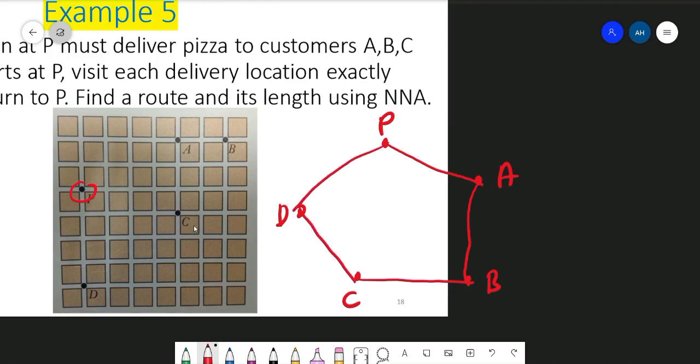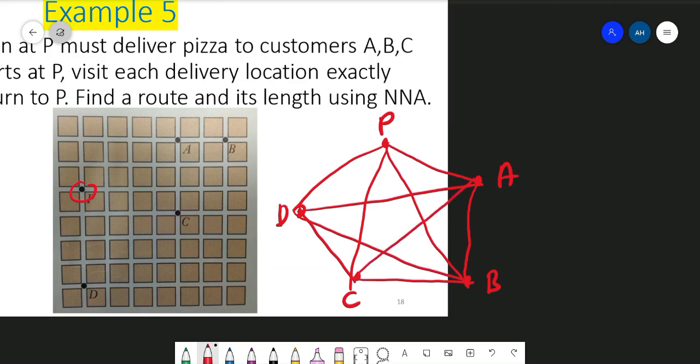All right. So we have this, and this, and this, and also we have this. Now, from each vertex, there must be 4 edges going out from it. 1, 2, 3, 4. Okay, for each vertex, they have 4 edges going out from it.